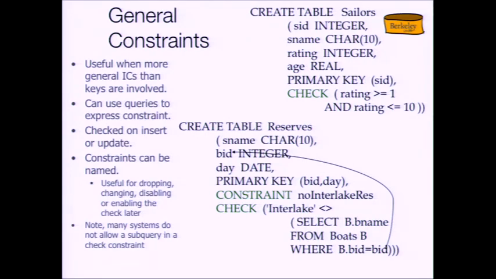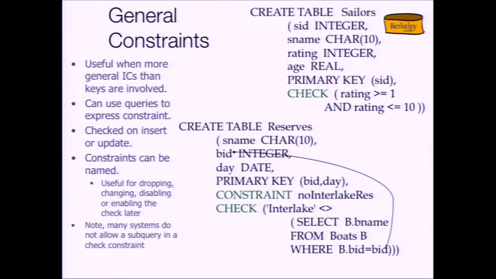Okay, so when we insert a new reservations record, what are we going to have to do? We're going to have to look up the boat with that boat ID, and then make sure that its name isn't equal to interlake. If it's not interlake, then you'll allow the reservation. If it is interlake, you won't allow the reservation. Okay? So that's what that's doing.